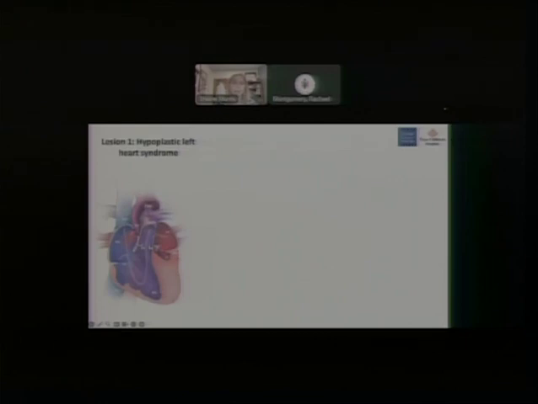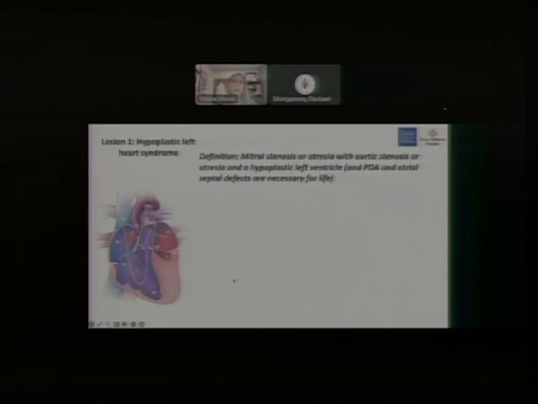There's often a severe coarctation of the aorta along with this. And you have to undergo single ventricle palliation and it's highly lethal. So here's the definition: mitral stenosis or atresia with aortic stenosis or atresia and a hypoplastic left ventricle.